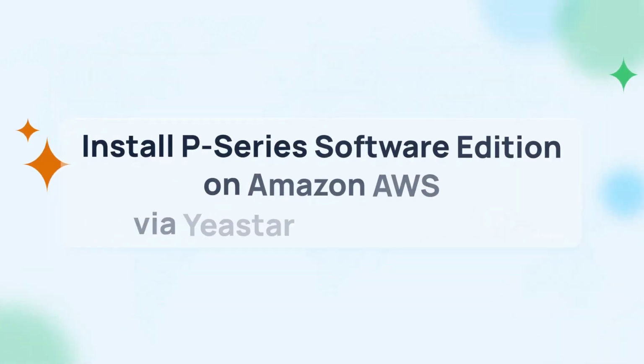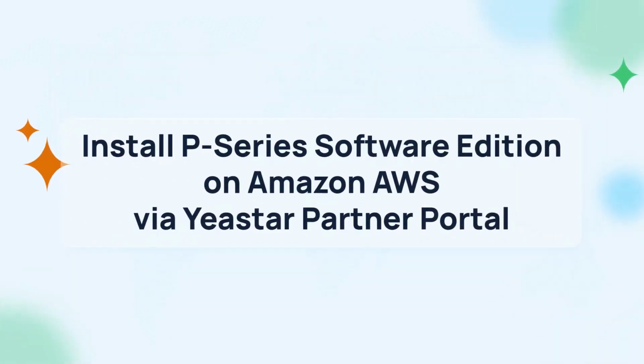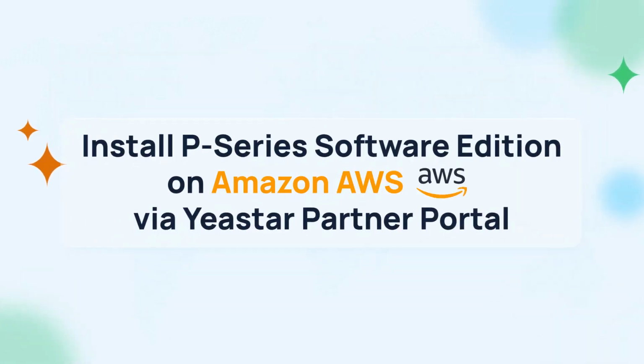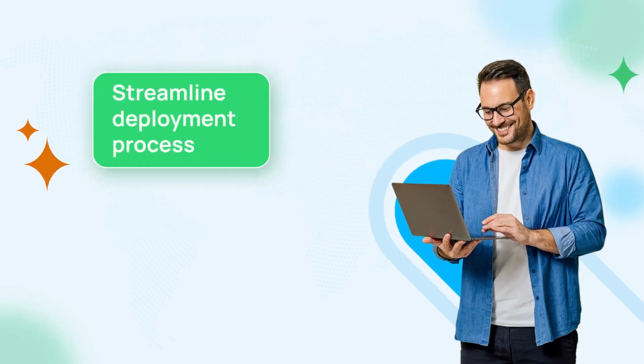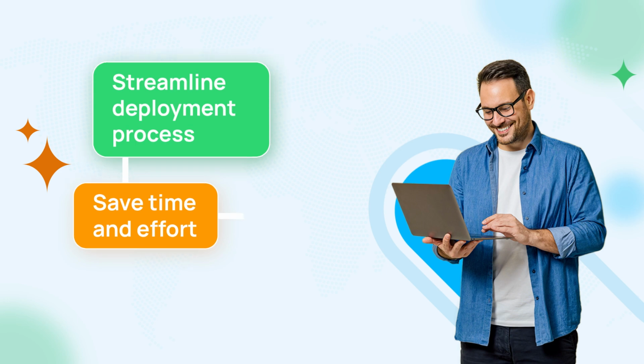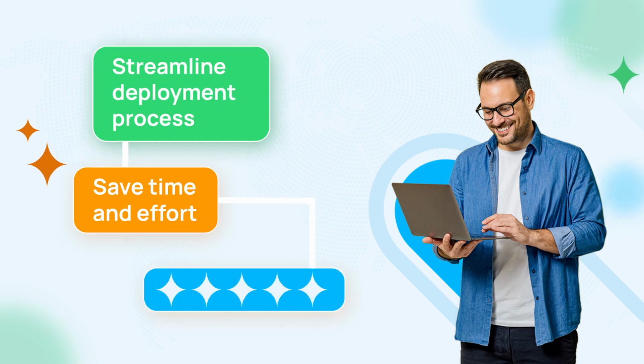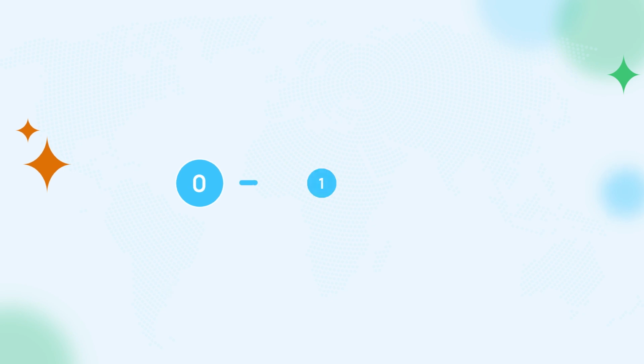Yeastar P-Series Software Edition can now be deployed automatically on Amazon AWS directly from the Yeastar panel portal. It allows you to streamline your deployment process, saving your time and effort, and make it possible to react to your customers' requirements more quickly and efficiently. In this video, we will walk you through the setup.